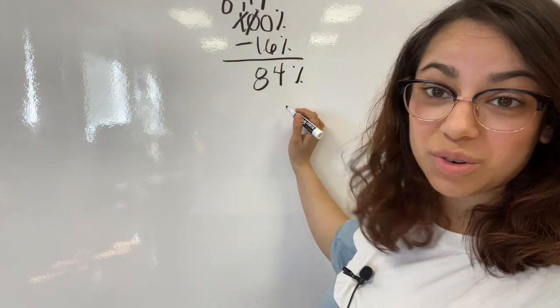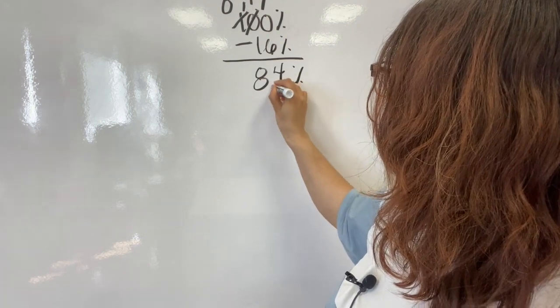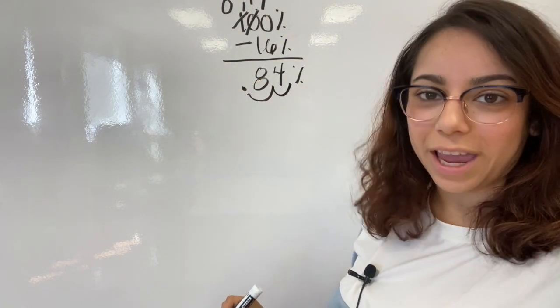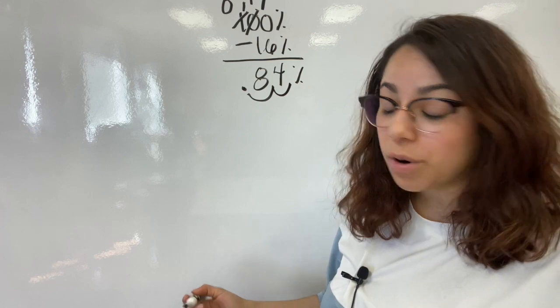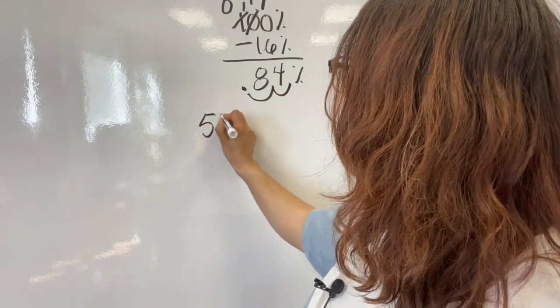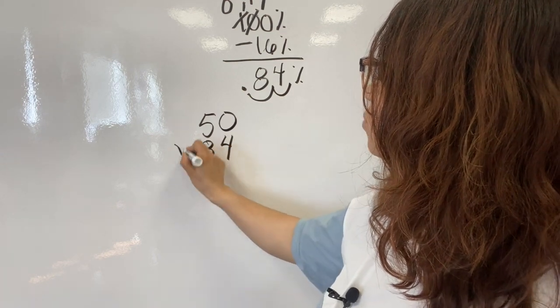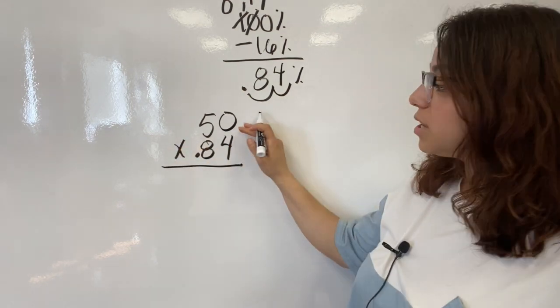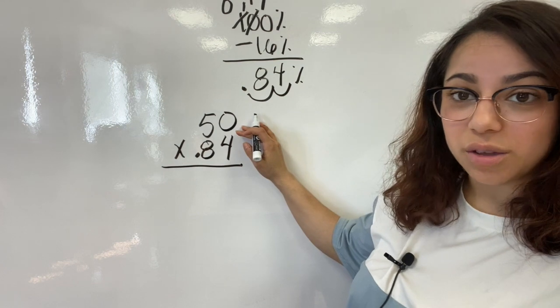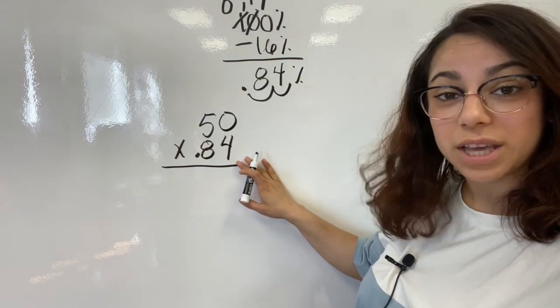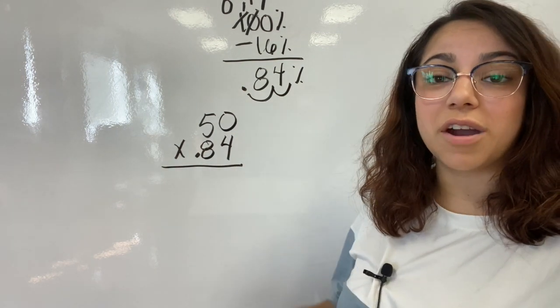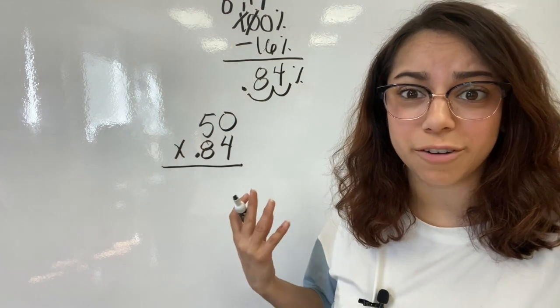We need to turn this into a decimal. So remember, we're going to start here and count 2 places. So the decimal is 0.84. And the recommended protein was 50 grams. So we're going to multiply 50 times 0.84. Because if 50 is the total protein that you need to eat, we need to figure out 84% of 50, so that way we can figure out how many grams he has left to eat of protein.